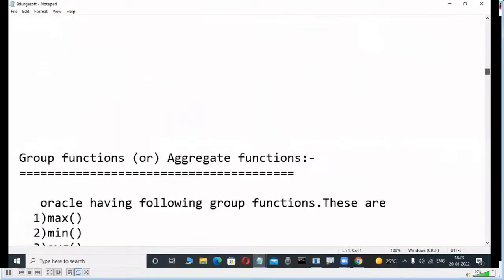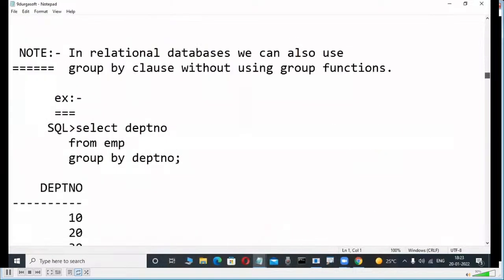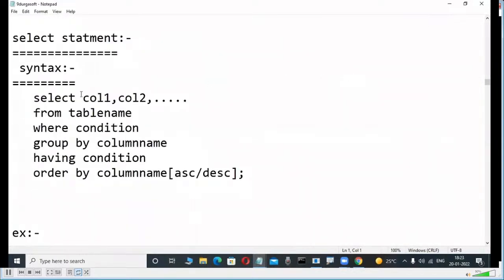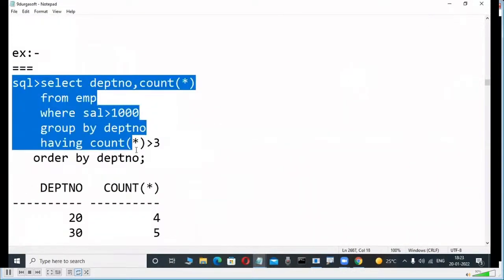And now these are all the things you are learning. Okay, fine. Here, the select statement. These are simple concepts only. These queries you are writing.